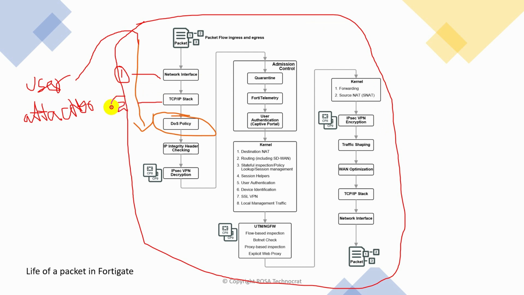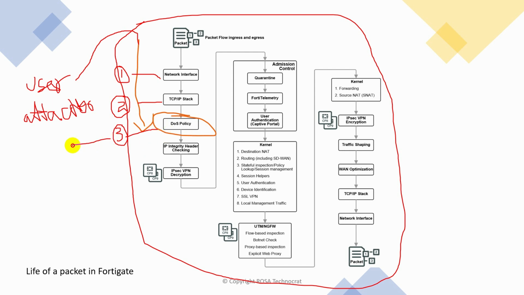Basically it verifies whether it matches all the headers, and then the DoS policy is applied. So third is the DoS policy, or we can say the first thing that is checked on the firewall with respect to security, to protect the network, is the DoS policy. So the DoS policy is the first one.